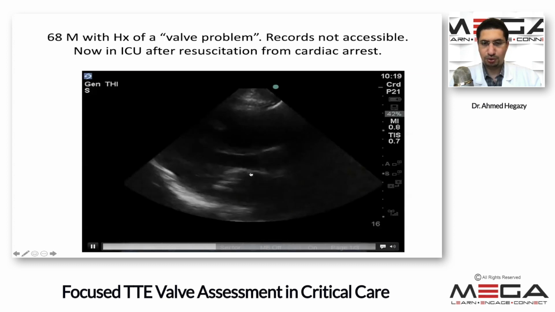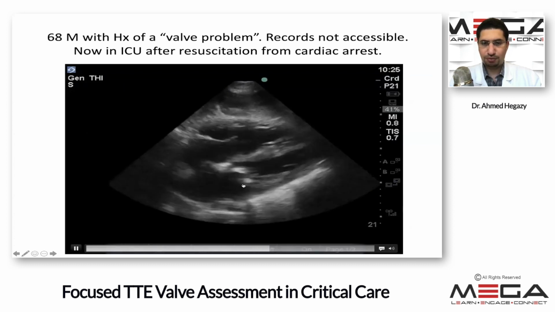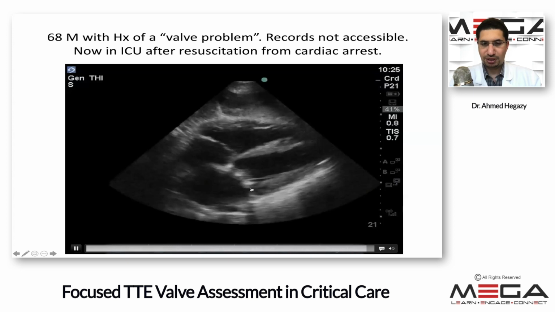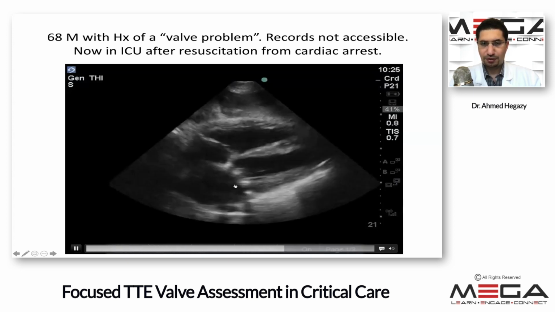What you normally would see is a hockey stick appearance, where you'd see a long aspect of the hockey stick and then a short aspect here, and a bit of tethering, and the mitral valve is not opening like you normally would expect it to open. And on the same patient, we got a subcostal 4-chamber view, and this is what the mitral valve looks like, very calcified and not opening very well.